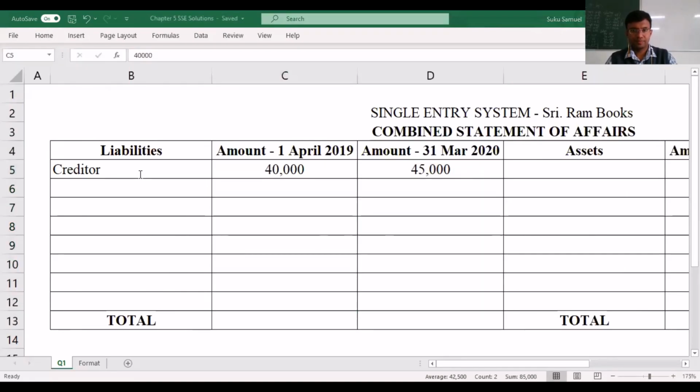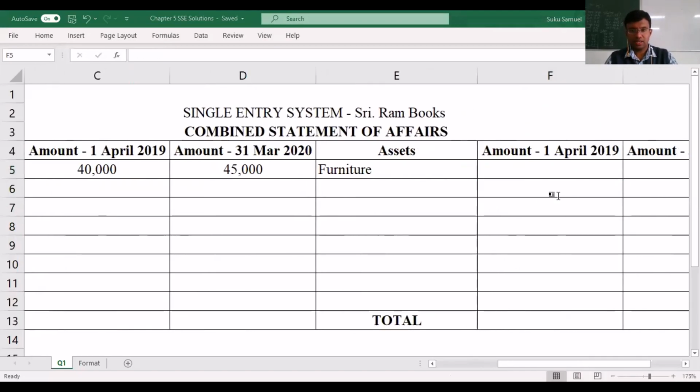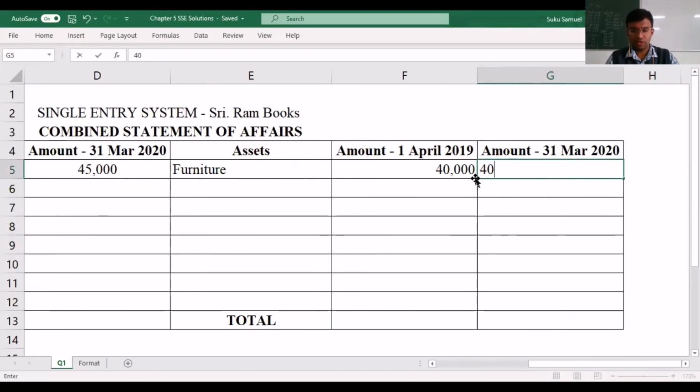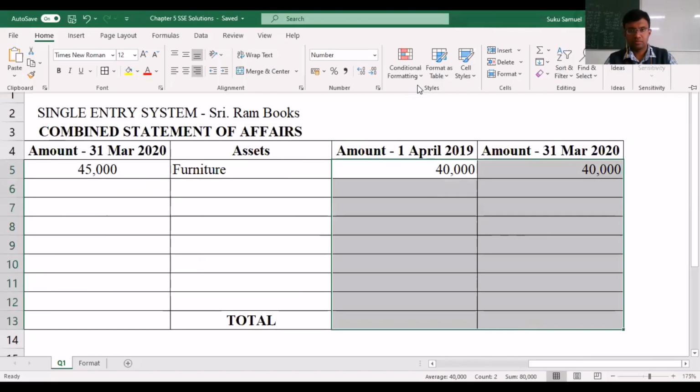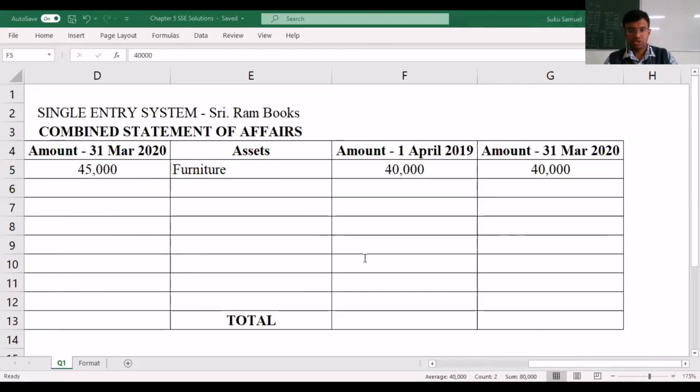The next one that we have is furniture. Furniture, we know, is an asset. Furniture is 40,000, and the end value is also 40,000. Stock is 50,000 at the beginning, and at the end of the year it is 45,000.